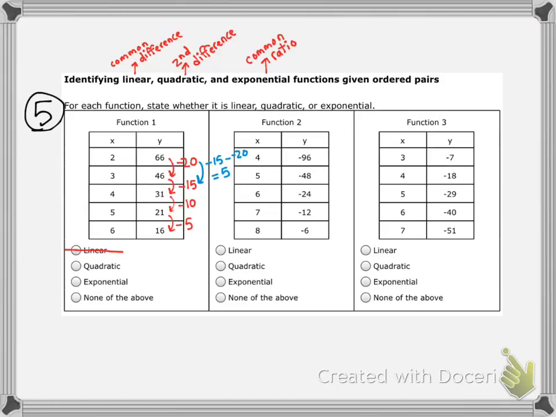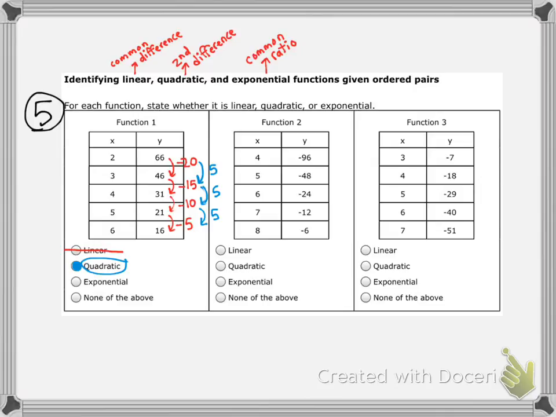So we're going to check the second difference. We subtract -15 and -20 to see that that went up by 5. We subtract -10 and -15 to see that that went up by 5. And we subtract -5 and -10 to see that that went up by 5. This is called the second difference, and since it's the same, 5, 5, 5, this is a quadratic function. Once you find the answer, you don't have to worry about checking for the rest. Let's go on to function 2.